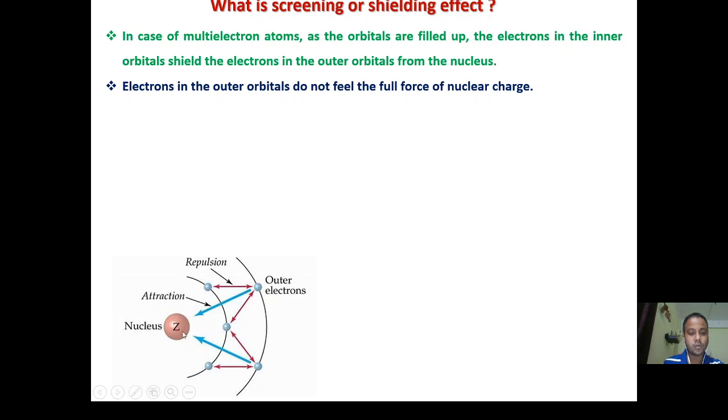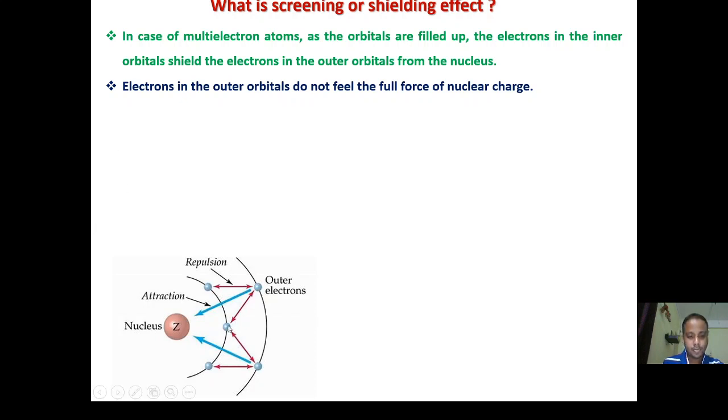This inner electron will also get pulled towards the nucleus. But due to the presence of this inner electron, what will happen? There is an additional force that is prohibiting these outer electrons from approaching the nucleus. What is that force? That force is the repulsion between the inner electron and the outer electron. As a result of this inter-electronic repulsion, the attractive force between the electron and the nucleus decreases to some extent. And this decrease is basically known as screening or shielding effect.